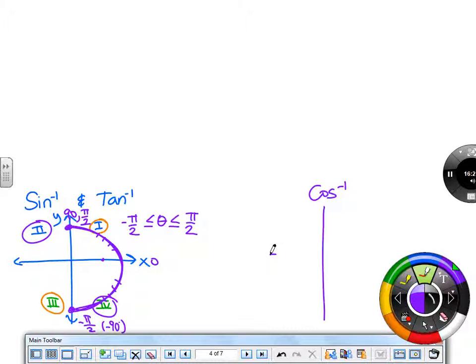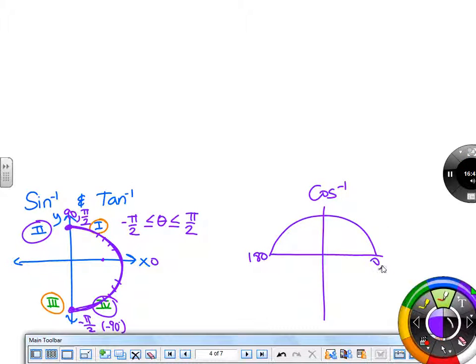So for cosine, quadrants 1 and 4 would have the same x-coordinates because they're on the same side of the x-axis. And quadrants 2 and 3. So this one's at least easier because these are different, so you can just pick from 0 around to here, okay? So from 0 to 180, or in radians, 0 to pi. So when you're doing cosine, you want to choose the angle that's between 0 and pi.